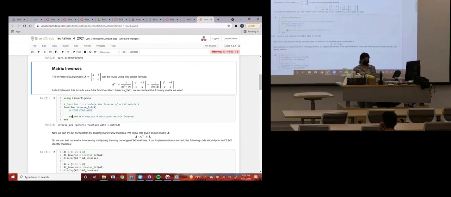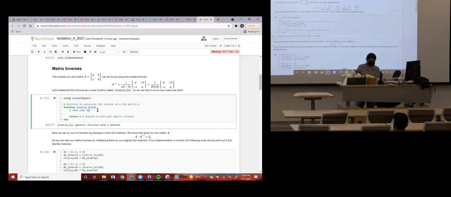So we know how to write functions, and we know how to calculate the matrix inverse of the 2 cross 2 matrix. I think this is also in your homework assignment. So we have a formula, and are we comfortable writing it down in a function? Should I just quickly do it? What do you say? Yeah? No? Okay. Are we doing it? Is anyone else doing it?